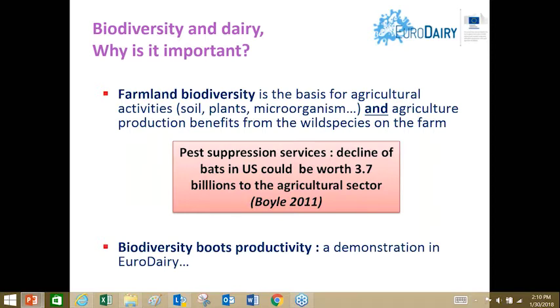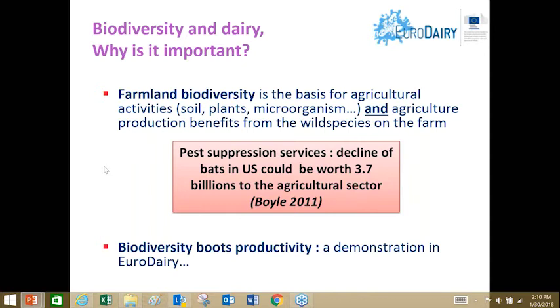I want to illustrate that with an example in the US that you can see here, where they had a decline of the bats, and they calculated that it could cost 3.7 billion to the agricultural sector, just because, in fact, bats during the night eat all the insects that can make damage on the crops. And because of the decline of the bats, the farmers had to buy pesticides, and it cost a lot of money. That is just an example of what we call agricultural production benefiting from the wild species on farm.